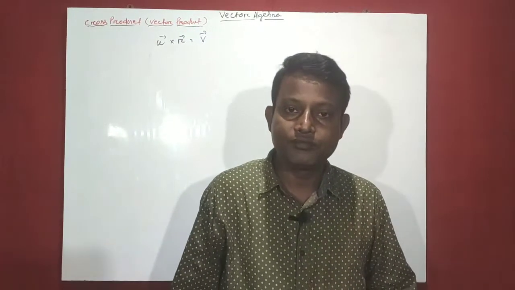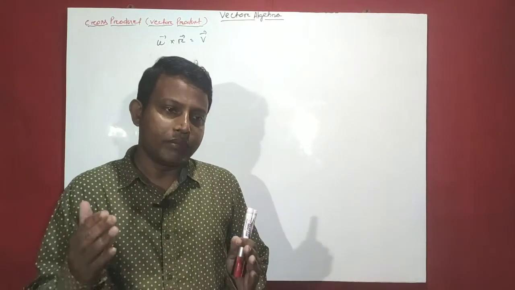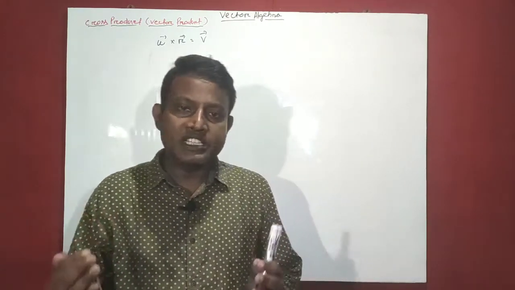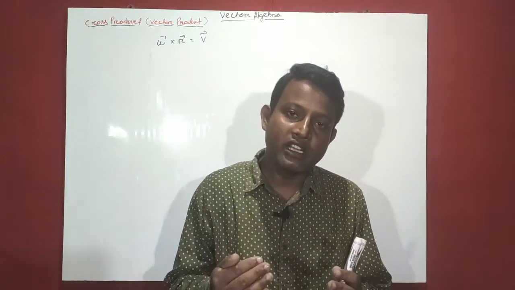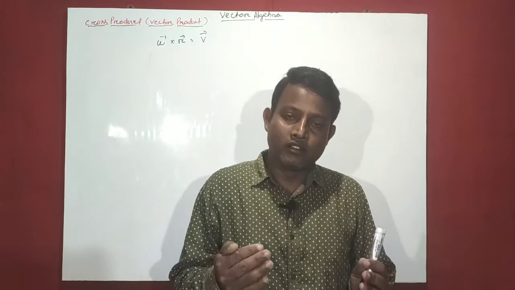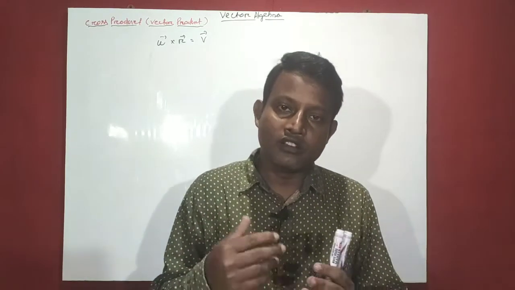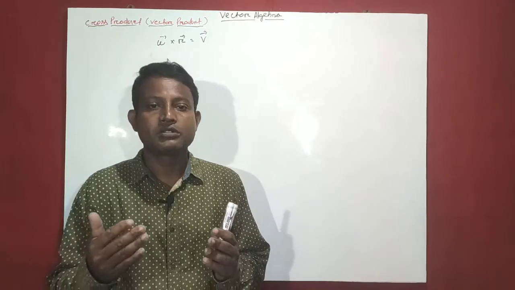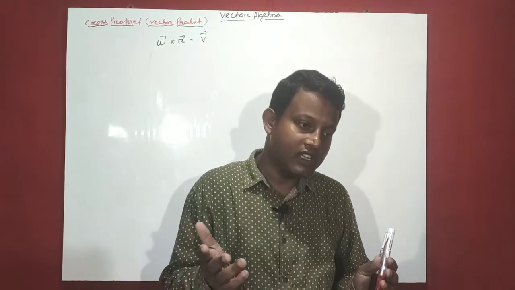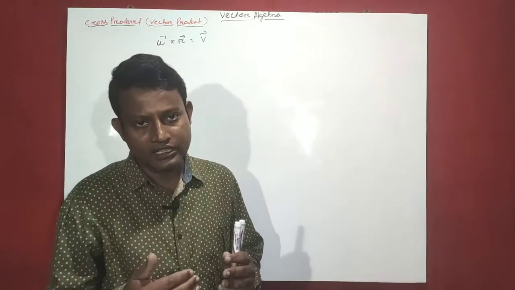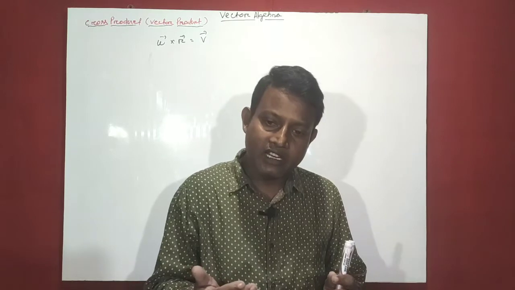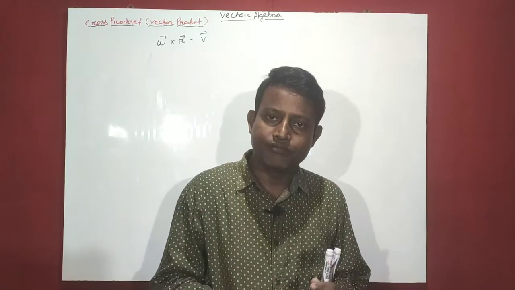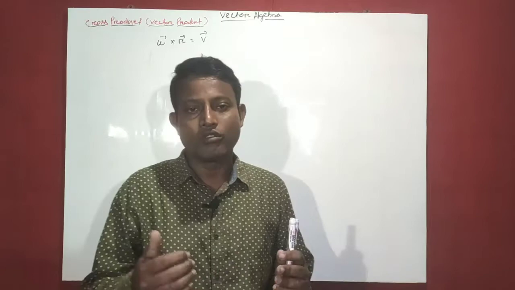What is the definition of cross product? The cross product of two vector quantities is a single vector whose magnitude is equal to the multiplication of their magnitudes and sine of the smaller angle between them, and is directed normal to the plane containing both the given two vectors. Let's understand what the definition is.